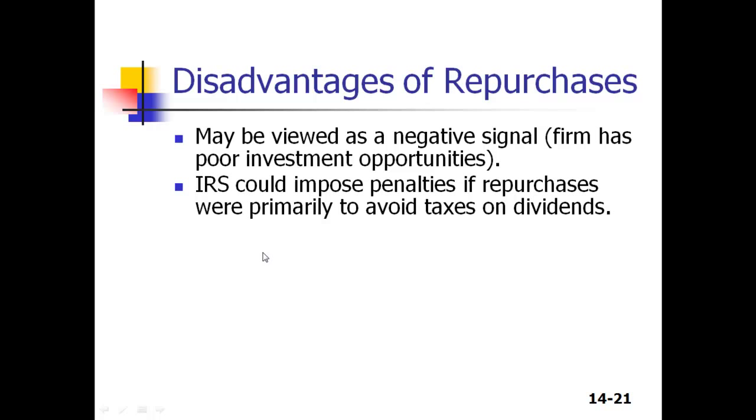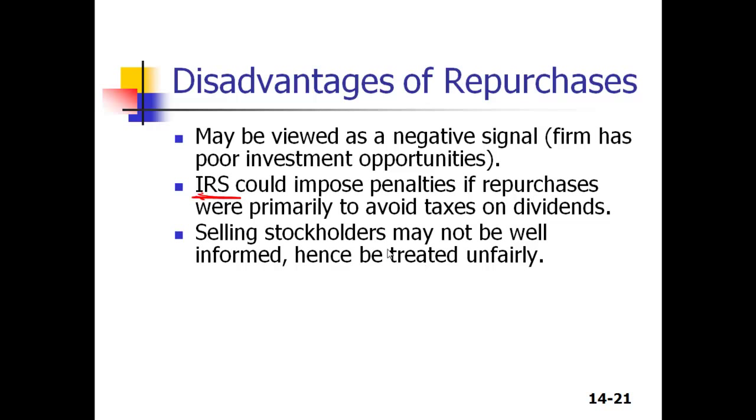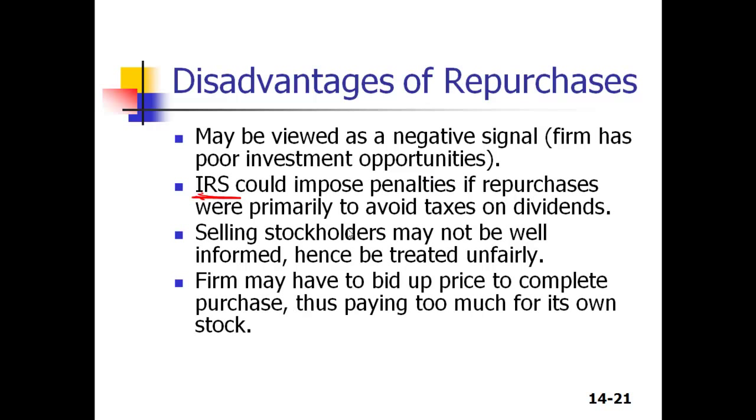Okay, now this is US-centric, but you know what the IRS is? It's the Internal Revenue Service, that's the tax authority. So they could impose penalties if repurchases are done to avoid taxes on dividends. Okay. Stock sellers may not be well informed, hence they may be treated unfairly. So the point here is, the transaction is between whom and whom? The company and the stockholders. Who has more information? The company. So stockholders might be treated unfairly, somewhat vague, but stockholders might then raise the price and say, we don't want to sell, we'll sell at a higher price, which makes it more expensive for the company.